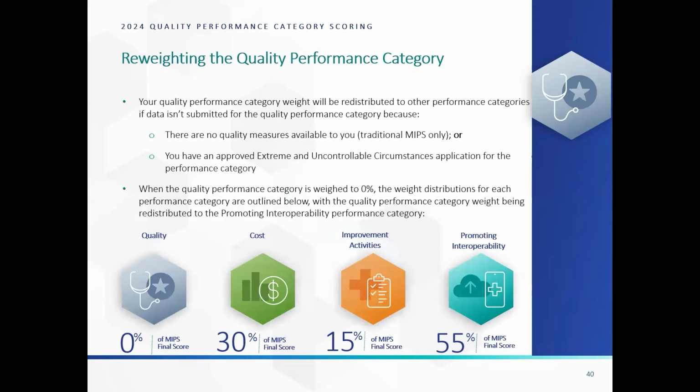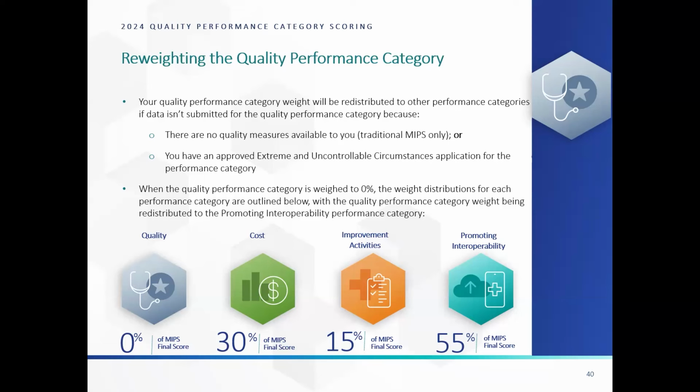Now I'm going to discuss the reweighting of the quality performance category. So your quality performance category weight will be redistributed to other performance categories if data isn't submitted for the quality performance category because of the following issues. The first issue relates to if there are no quality measures available to you, and this is only applicable for traditional MIPS, or you have an approved extreme and uncontrollable circumstances application for the quality performance category. When the quality performance category is weighted to 0%, the weight distributions for each performance category are outlined below, with the quality performance category weight being redistributed to the promoting interoperability performance category.